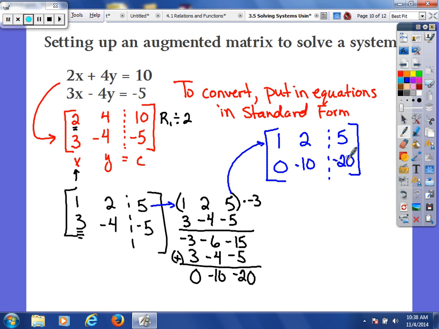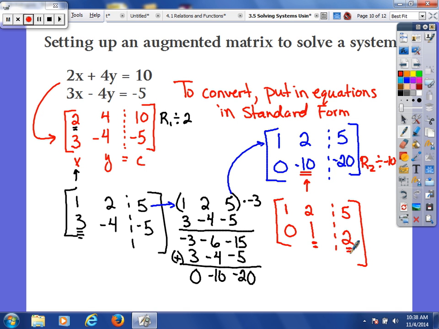Now we go back to an easier step. I move on to column 2, and I need to make this a 1, so I can get my 1s on the diagonal. I take row 2, and wouldn't I divide by negative 10? Anything divided by itself is 1. So my first row I haven't touched. The second row, 0 divided by negative 10 is 0. Negative 10 divided by negative 10 is 1. Negative 20 divided by negative 10 is 2. Yip hip hooray. Here we go. Y equals 2.